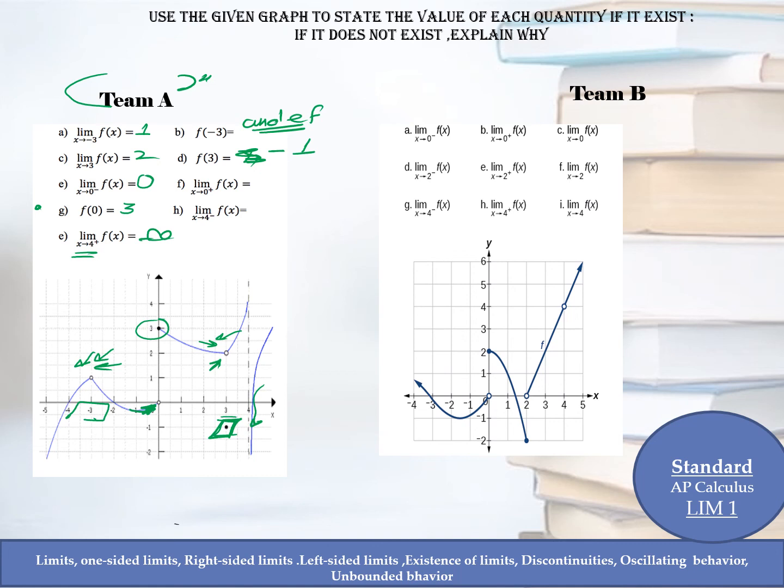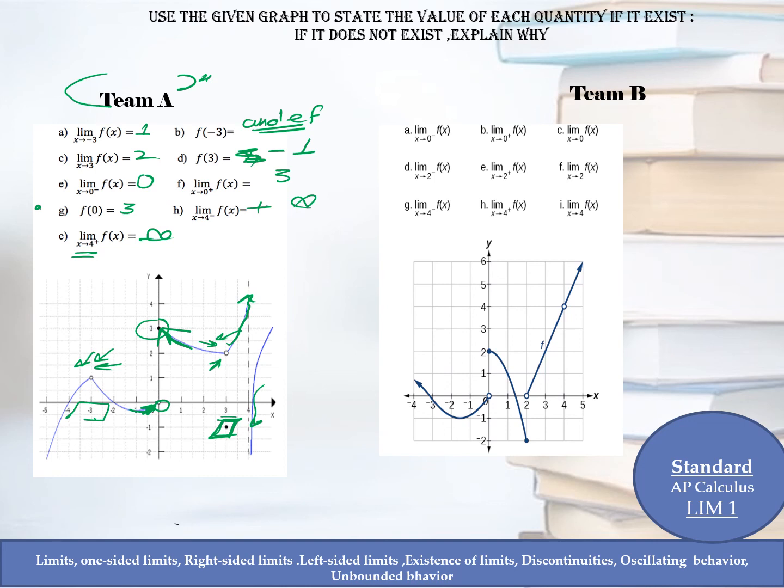Now the limit as x approaches 0 from the right side. So you can see that at 0, this is the line where x is equal to 0. From the right side, the line is coming here. So this is also equal to 3. Now the limit of 4 from the left side. You can see that it is increasing without bound. So the answer is +infinity.